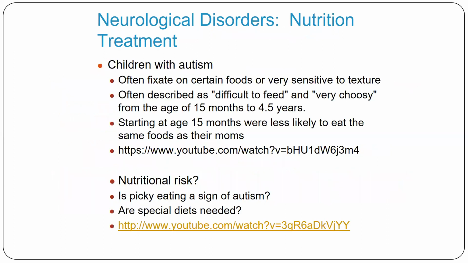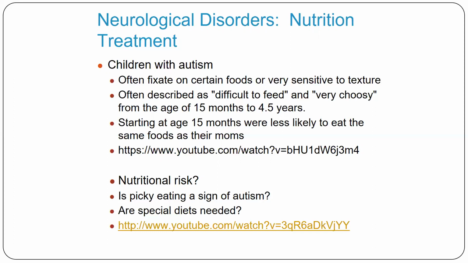Now think of how this might relate to nutrition. Children with autism often fixate on certain foods or are very sensitive to texture. They're often described as difficult to feed or very choosy or picky, even at very young ages. Research has shown even as young as 15 months, they're not very adventurous with food. They're not eating like the rest of the family.